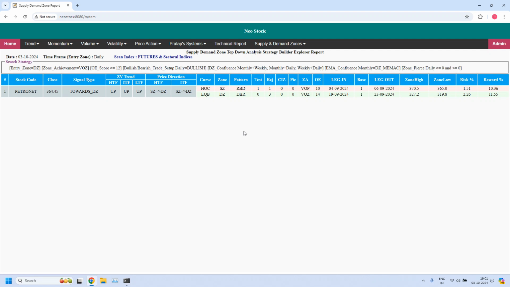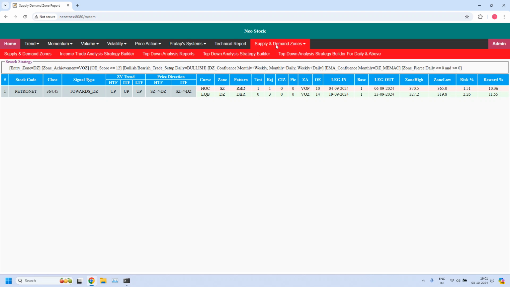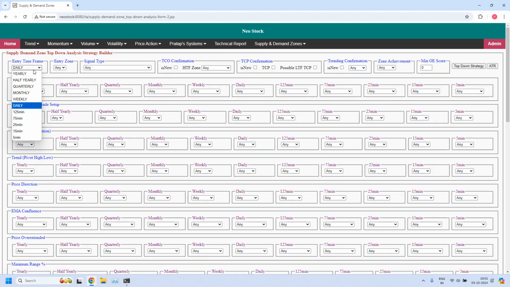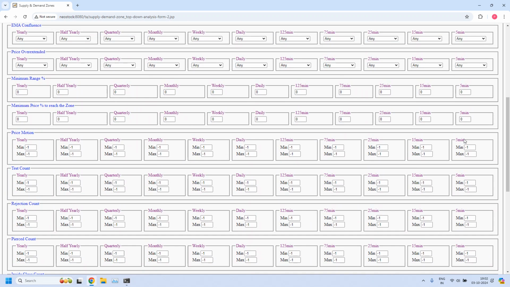Okay, next let us look for a bearish trade setup for monthly income trade. So the entry time frame is daily for monthly income trade, but the entry zone should be a supply zone. And in the bullish or bearish trade setup at daily time frame, I have to select bearish, because the monthly income trade entry time frame is daily. Now this daily supply zone should not be pierced. So in the pierced count at daily time frame, I am selecting minimum value 0 and maximum value 0. My entry time frame zone should not be pierced.